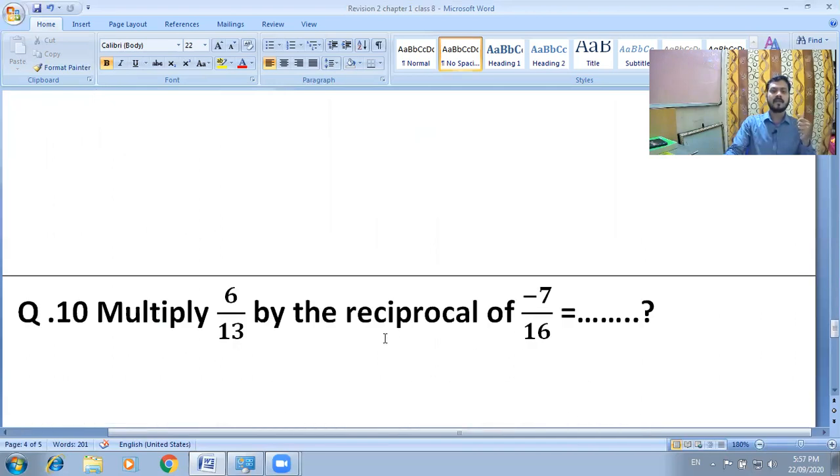After that, we end this video with question number 10: multiply 6 by 13 by the reciprocal of minus 6 by 13, what becomes? You know how we write the reciprocal of any number? What's your answer?